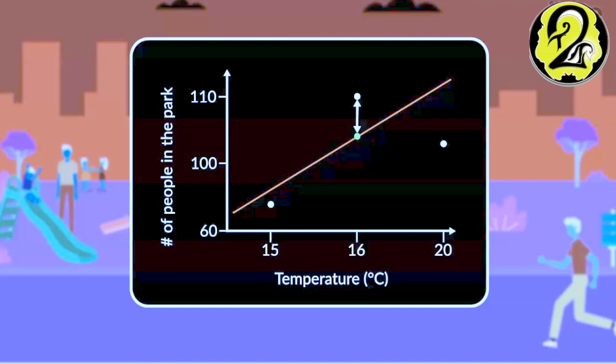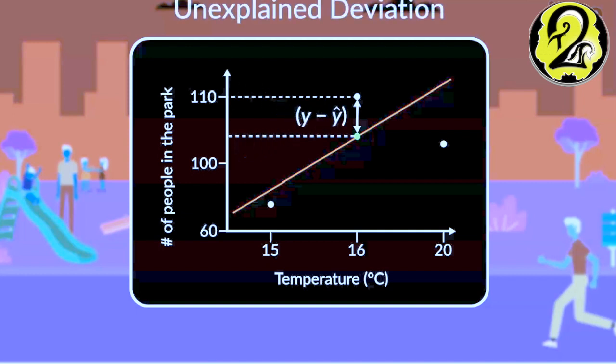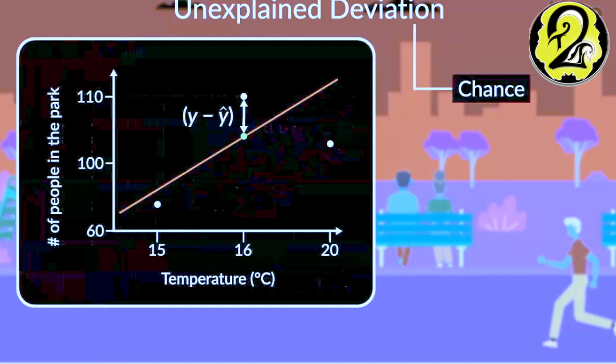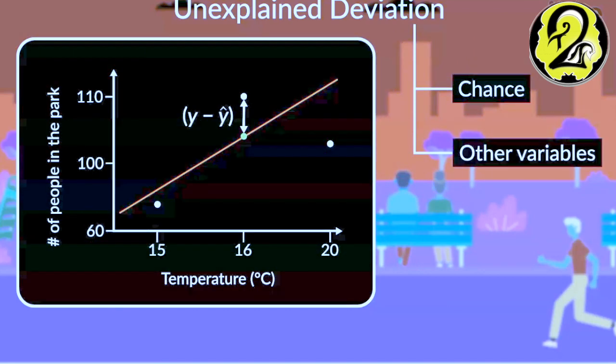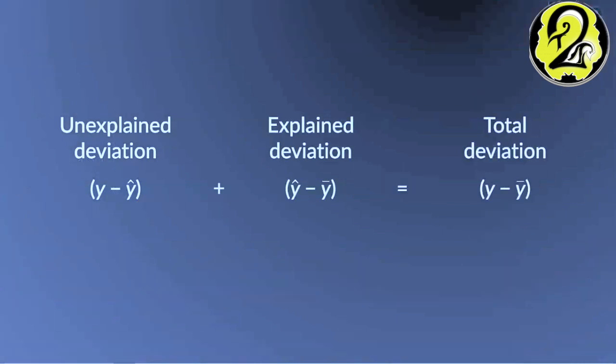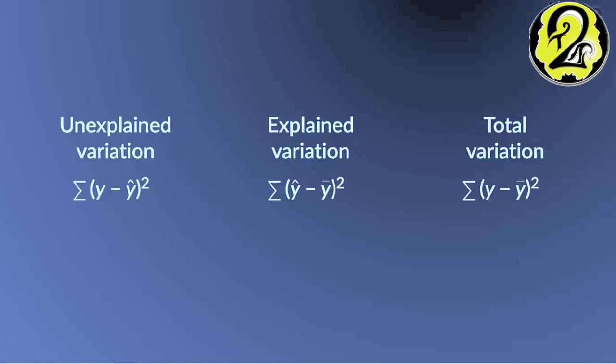The vertical distance between the data point and the predicted y-value is known as the unexplained deviation, or the residual. The relationship between the variables cannot explain this deviation. It may be due to chance alone or the involvement of other variables. The sum of the unexplained and explained deviations gives the total deviation. Squaring the deviations and summing them for all data points yields the amount of unexplained, explained, and total variation.